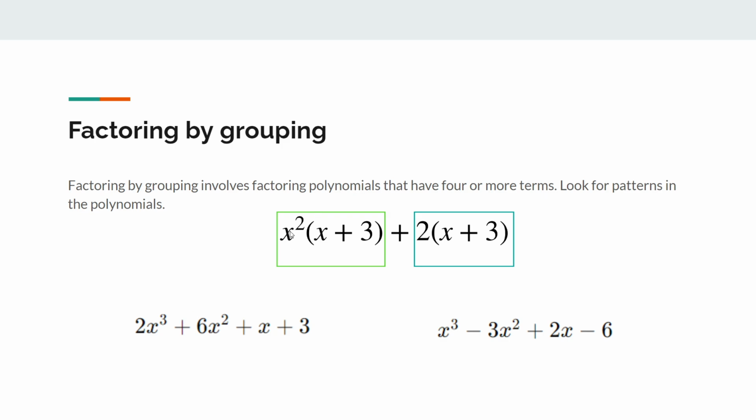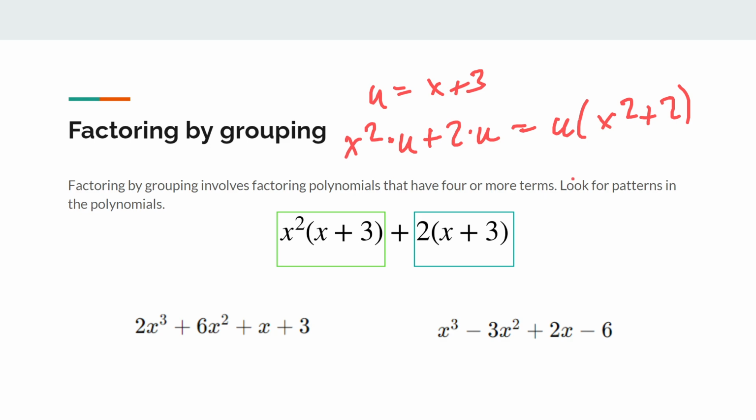Before I go on, I'm going to show why it's important. So you have this polynomial: x squared times x plus 3, plus 2 times x plus 3. To make this easy to see, you can pull out that x plus 3, because let u equal x plus 3. Then you have x squared times u plus 2 times u. Factoring out that u gives you u times x squared plus 2, which is x plus 3 times x squared plus 2, because I made that substitution earlier, and then I'm making it back again here.